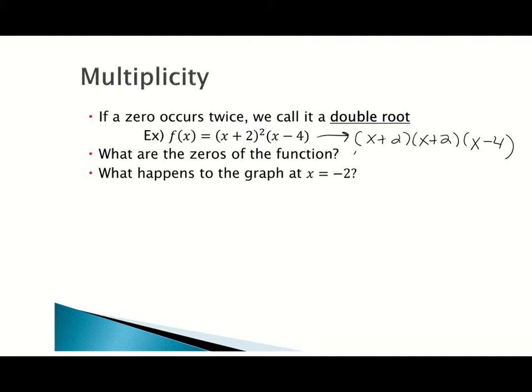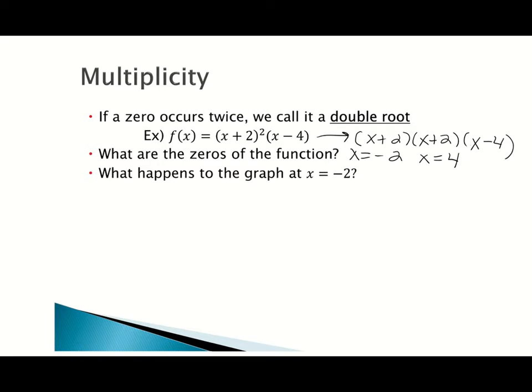So what are the zeros of this function? Well, the zeros of this function are x equals negative 2 and x equals 4. However, x equals negative 2 is a double root or has a multiplicity of 2 because that 0 happens twice within our function. So how does that affect our graph? Well, what happens to the graph at x equals negative 2 is it's going to bounce off of that 0 rather than crossing the x-axis.